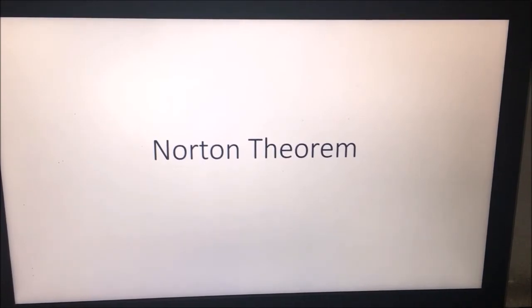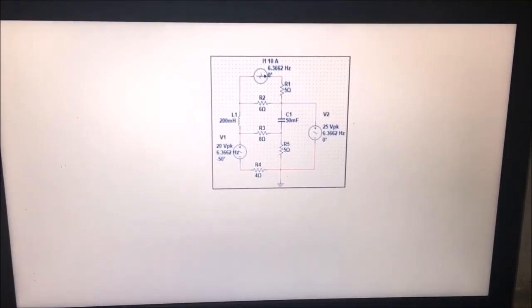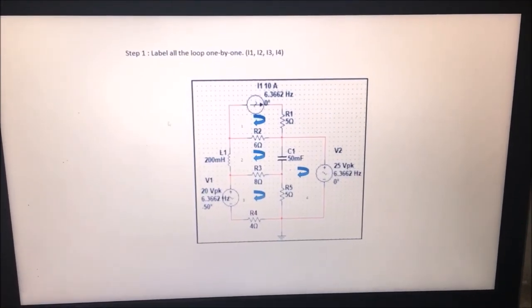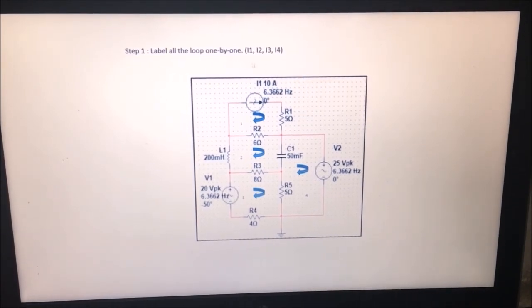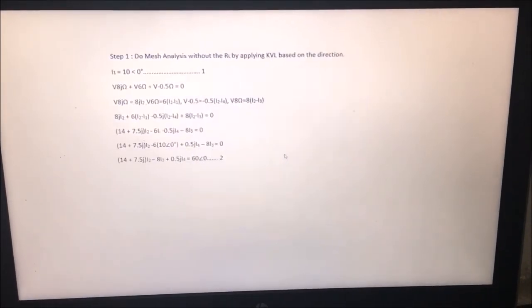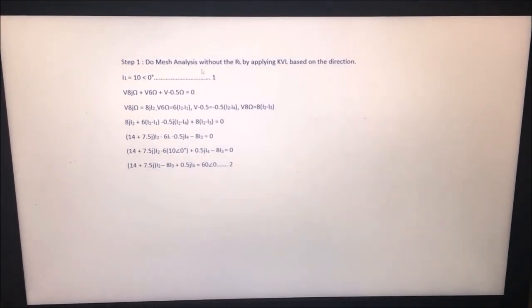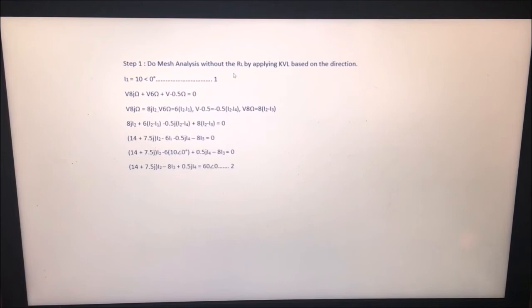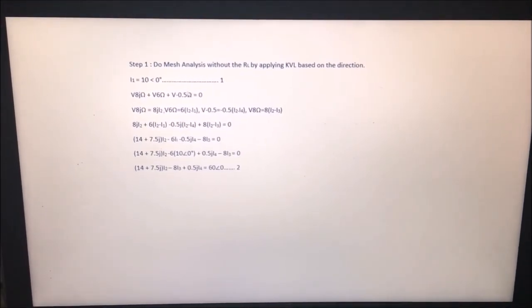Hi, my name is Firdaus, and this is my part, which is Norton theorem. For Norton theorem, this is how I get my I4 and V4. This is the original circuit, and this is the first step. Step 1 is we have to label all the loops one by one, which are I1, I2, I3, and I4. Then we have to do a mesh analysis without the RL by applying KVL based on the current directions.